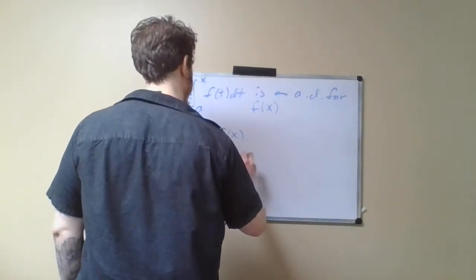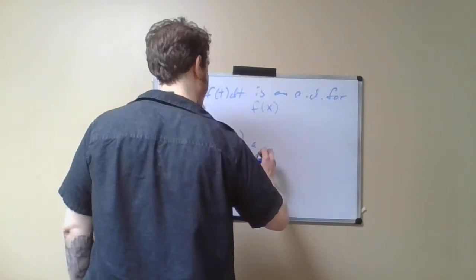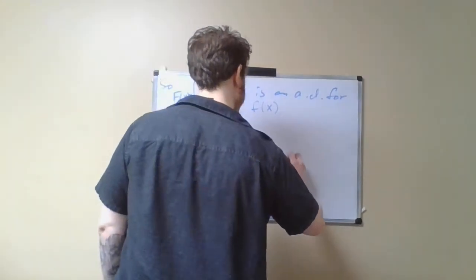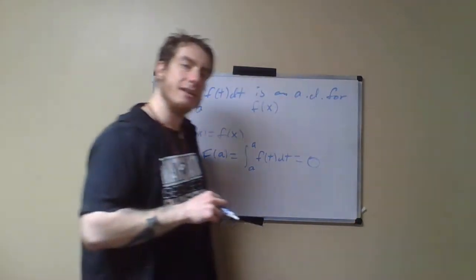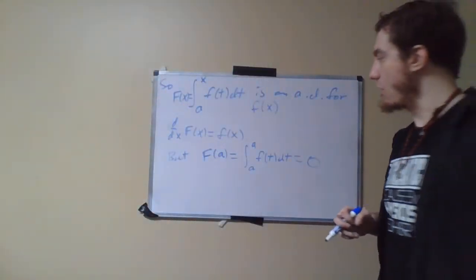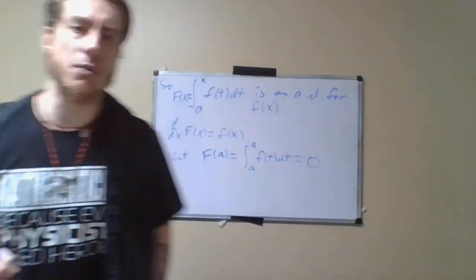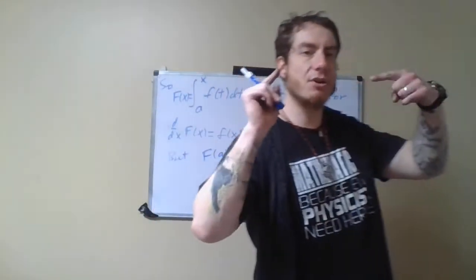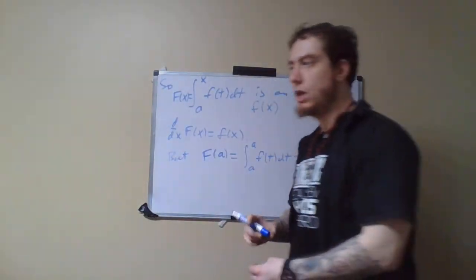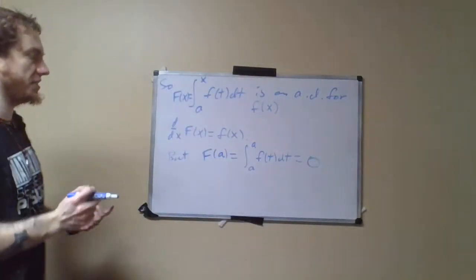But we know capital F of a here should be the integral from a up to a, f of t dt, and that should be 0 because the integral from a to a is always going to come out to be 0 no matter what. Go back and look at the Riemann sum. If a and b are actually the same number, then everything is getting multiplied by a 0, so we're just taking the limit of a bunch of zeros.